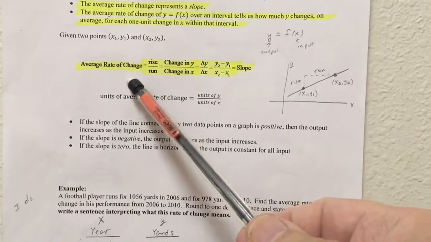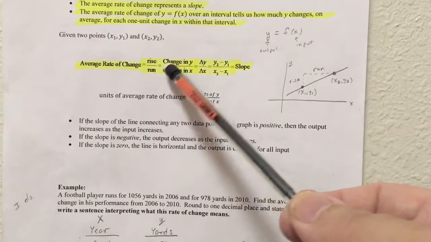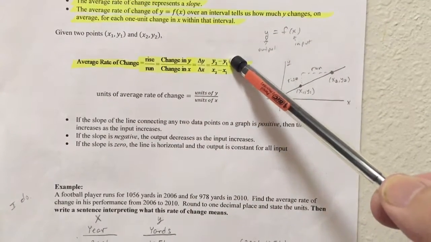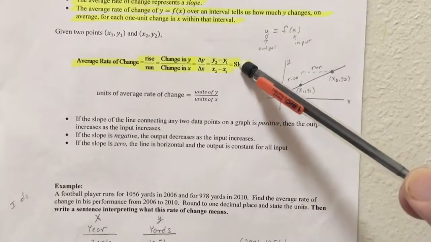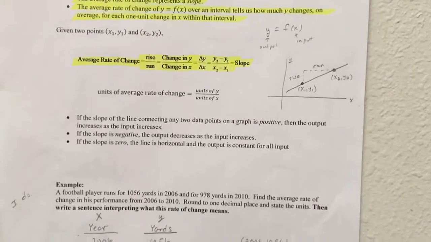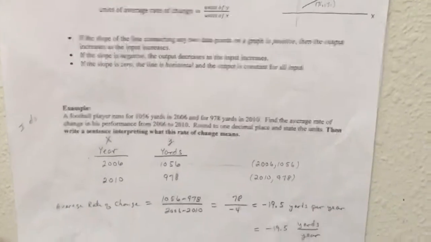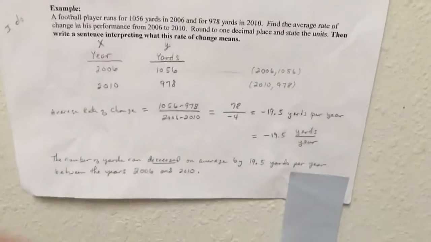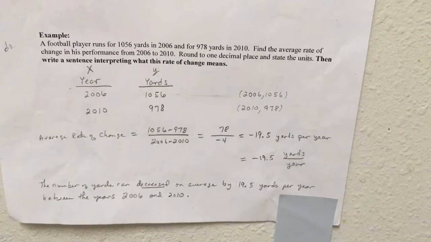And over here in our formula, we have average rate of change is rise over run, which is the difference in the y coordinates divided by the difference in the x coordinates, and which is identical to calculating the slope of that straight line. Okay? So we're going to apply this concept of average rate of change in the example down below.